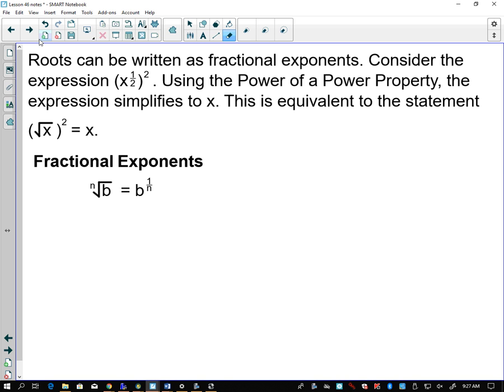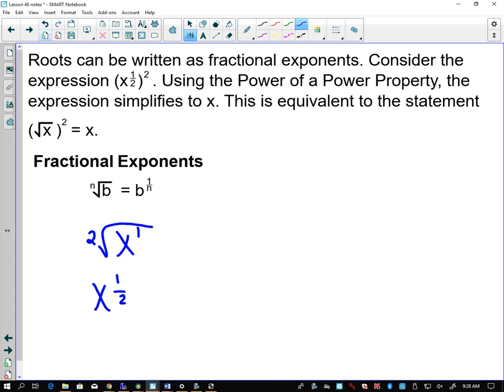Okay, we're getting a little bit of classroom participation. So using the power of a power property, the expression simplifies to just x, right? Because x is x to the first. This is equivalent to the statement, the square root of x equals x to the 1/2, because in the square root of x, what would the index be? Okay, the index would be 2. What would the exponent be? 1. So if I wanted to write this, I would take 1 divided by 2.